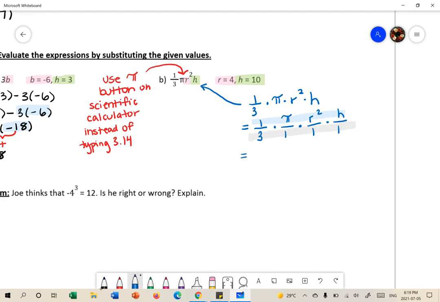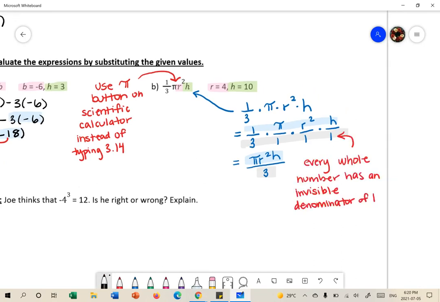My numerator will be pi r squared h divided by my denominator, which is 3. We have a fraction 1/3 and then pi r squared h all multiplied together. I've just rewritten it now as one big fraction, pi r squared h all divided by 3. I've done this to make the presentation of our expression a little bit easier to read.